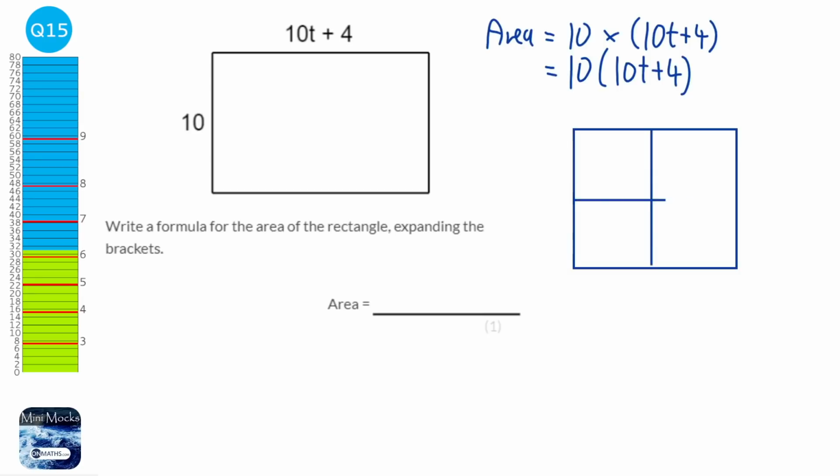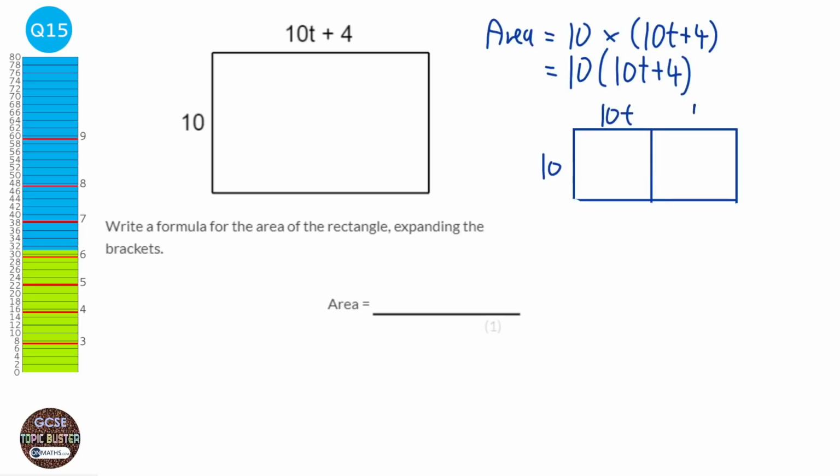I'm going to just do the grid method, but whatever method you prefer. So we've got 10 times 10t plus 4. And we're multiplying them, so 10 times 10t, 10 times 10 is 100, so it'd be 100t, 10 times 4 is 40. So our answer will be 100t plus 40.